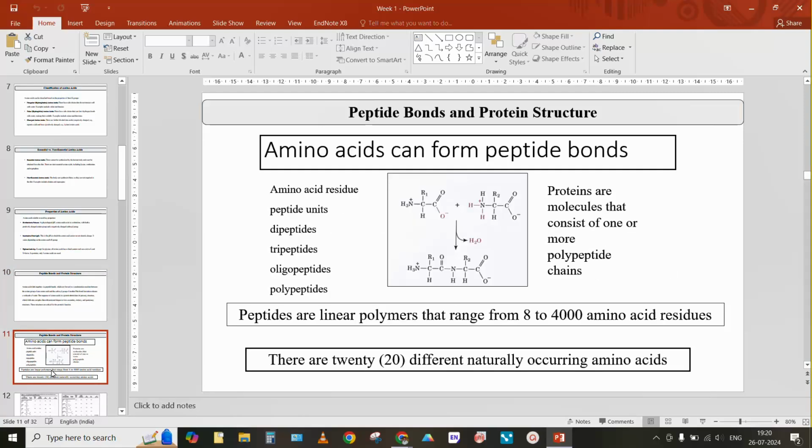The amino acids can form peptide bonds, as I already told you. The residue peptide units are dipeptides, tripeptides, oligopeptides and polypeptides. Usually proteins are molecules that consist of one or more polypeptide chains, as you can see in the structure. In total there are 20 different naturally occurring amino acids.